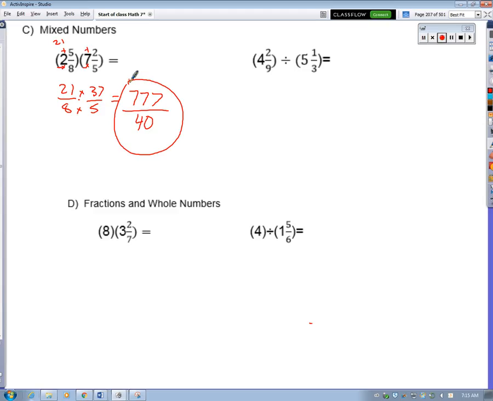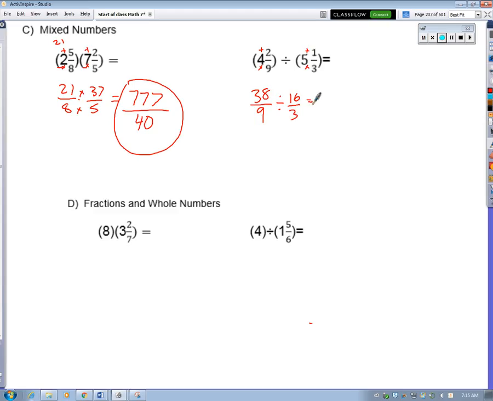Okay, moving on to a division problem with a mixed number. Alright, let's change this mixed number into an improper fraction. I'm going to take the 9 times 4 equals 36, add 2, and that's going to give me 38 over 9. Okay, and our next fraction, take 5 times 3 is 15, plus 1 is 16 over 3. Okay, now I'm going to flip my second fraction, and that's going to become multiplication.